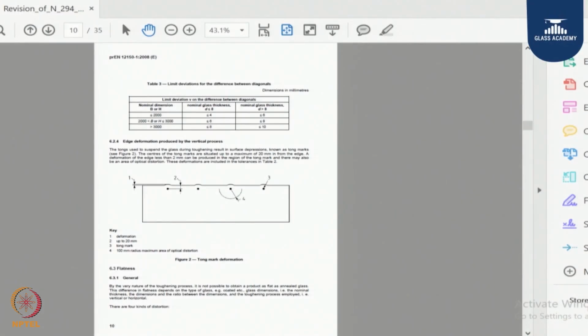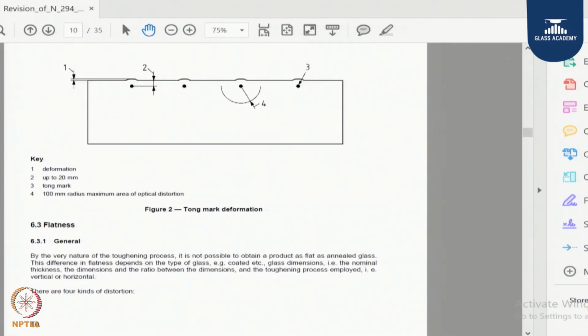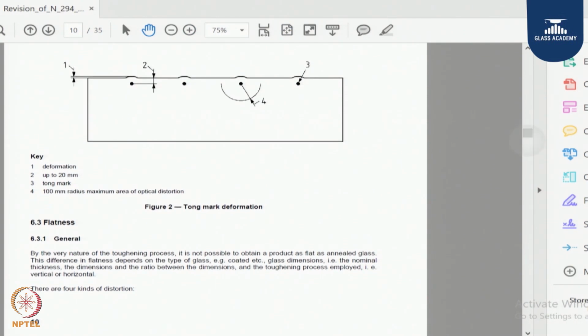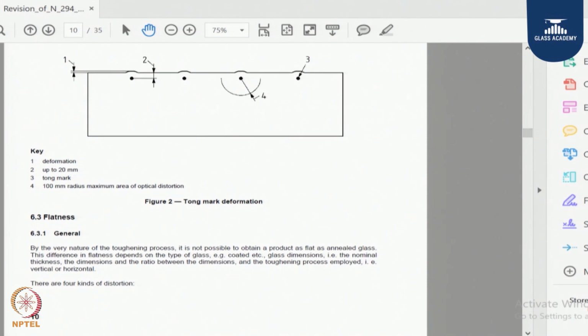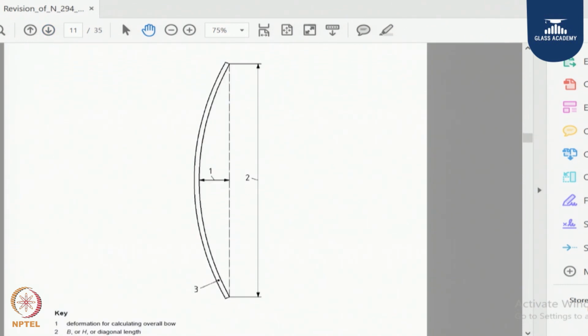In the tempering department, our main intention is to keep the glass as flat as possible. The flatness depends on the heating process, as the glass passing through it acquires undulations, and we need to overcome them. We need to overcome 4 deformations: overall bow, roller wave, edge lift and local distortion. If you see in the figure, this is the overall bow measurement.